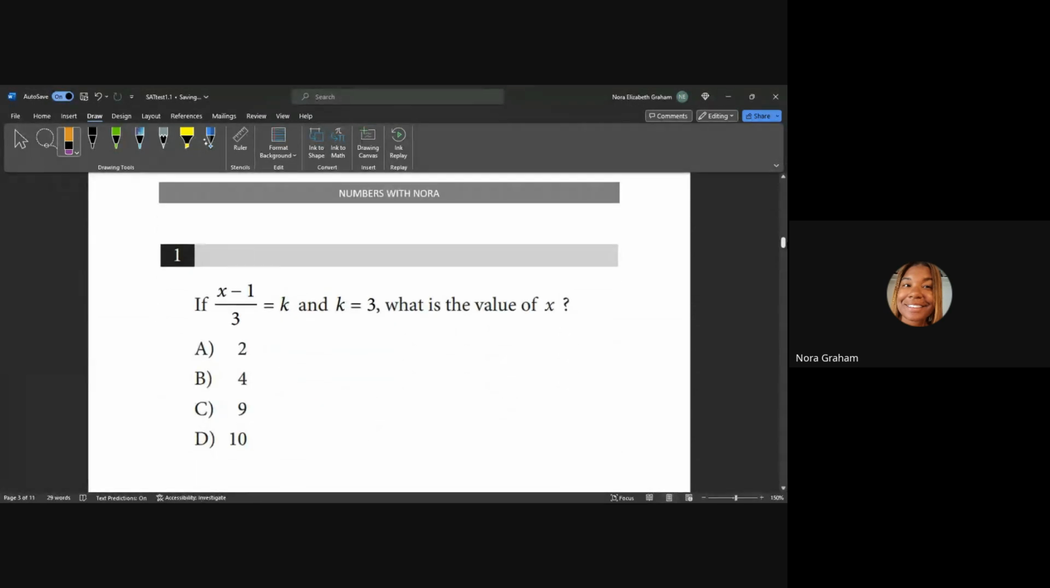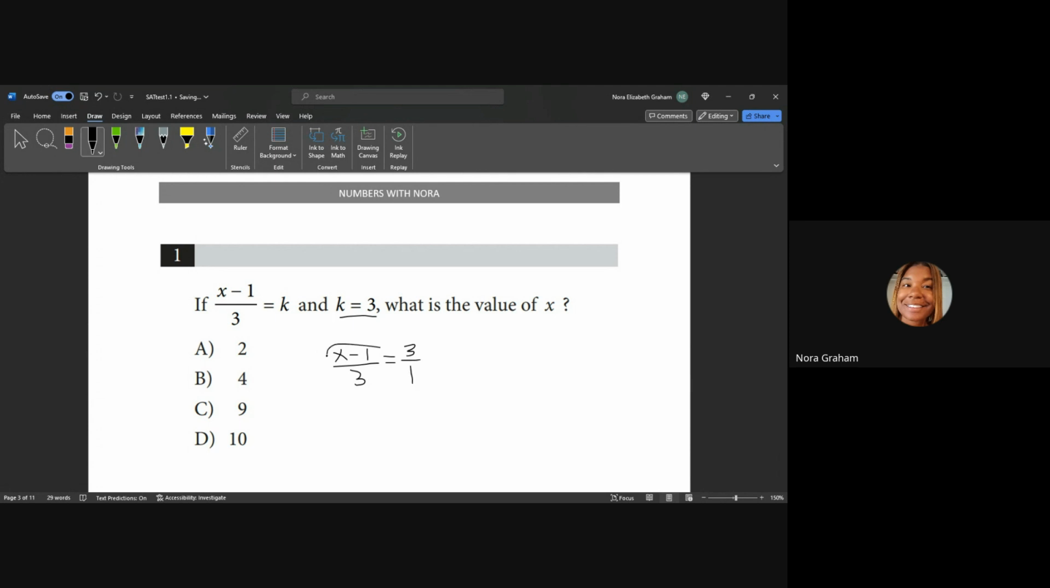If (x minus 1) over 3 equals k and k equals 3, what is the value of x? For this one, this is just basic algebra. So we're going to start with substitution. Everywhere you see a k, you're going to put a 3. So (x minus 1) over 3 equals 3. Now we can write 3 as a fraction by putting it over 1.